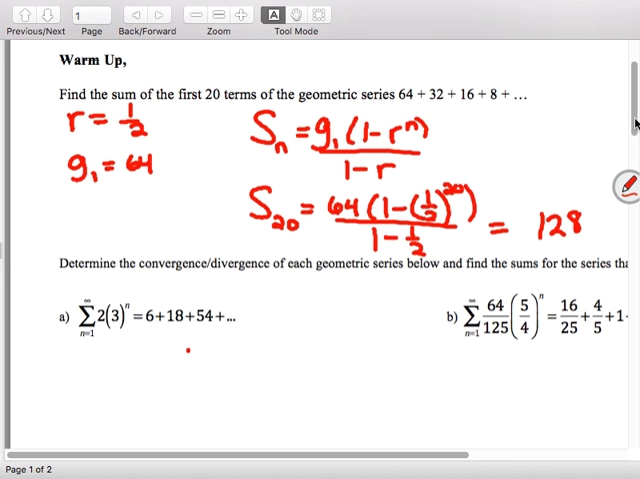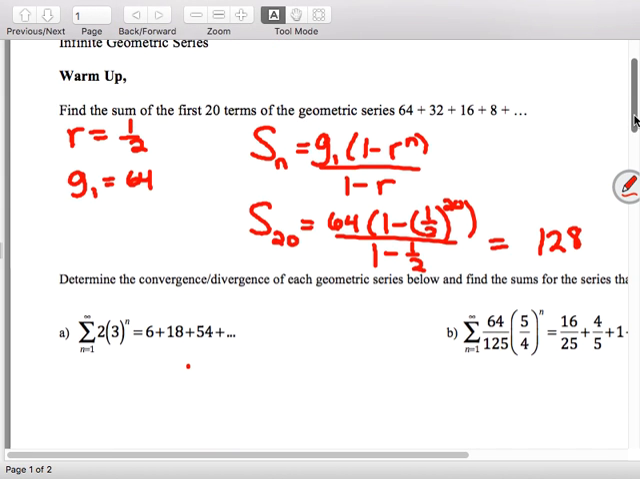Yeah. All right, awesome. Wait, is it okay if I use sigma? Yes, you could use sigma.